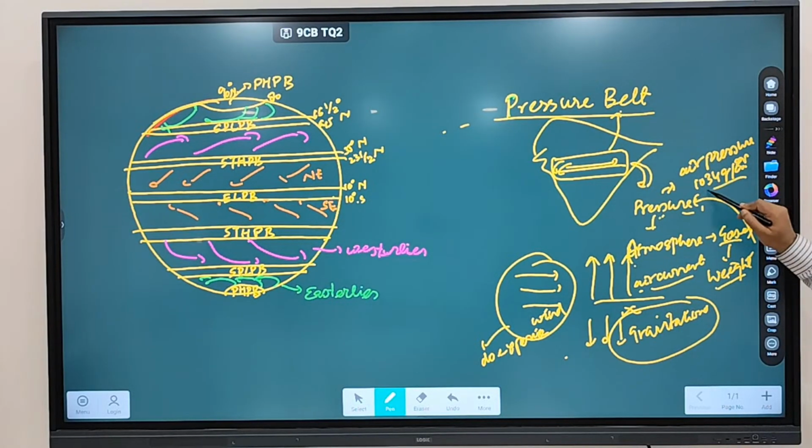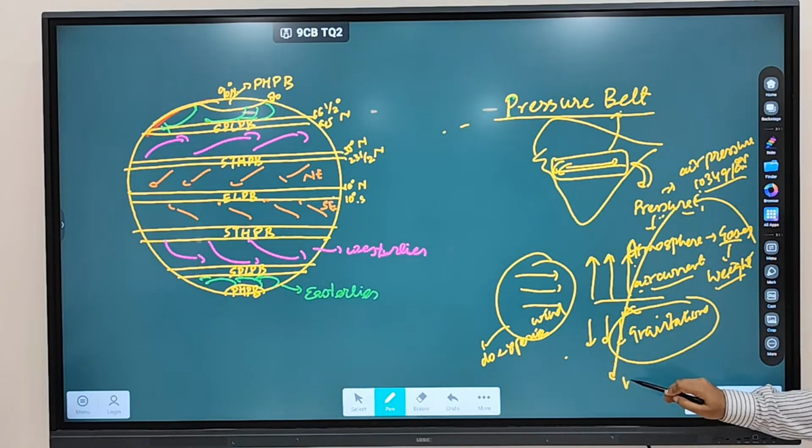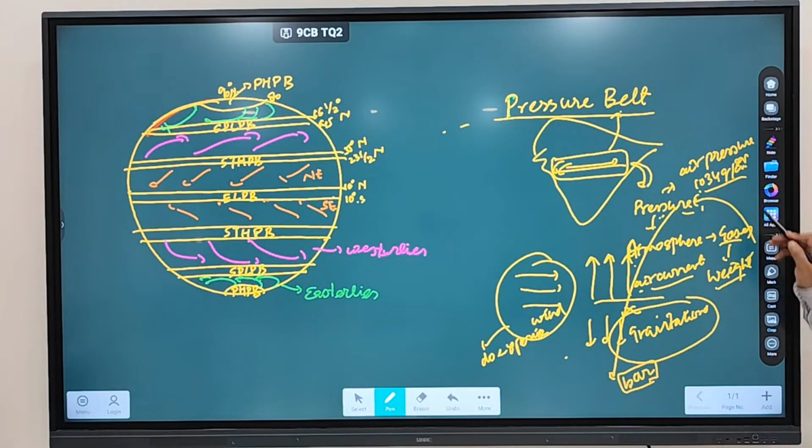We have discussed it is 1034 gram per square centimeter. So this is what we have discussed with regard to the term air pressure. Now, air pressure is also measured in bar. Bar is also a unit of air pressure. Instead of gram per centimeter, you can write it as a bar.